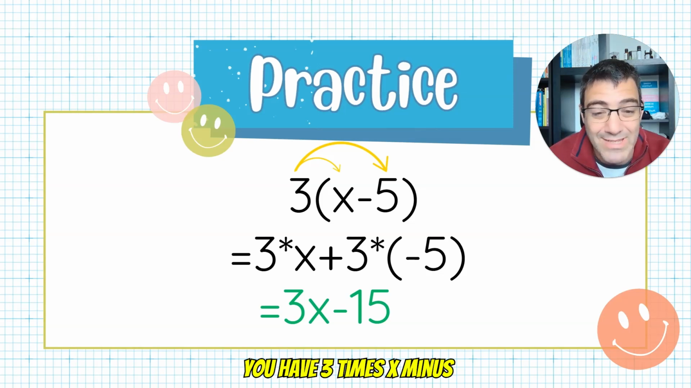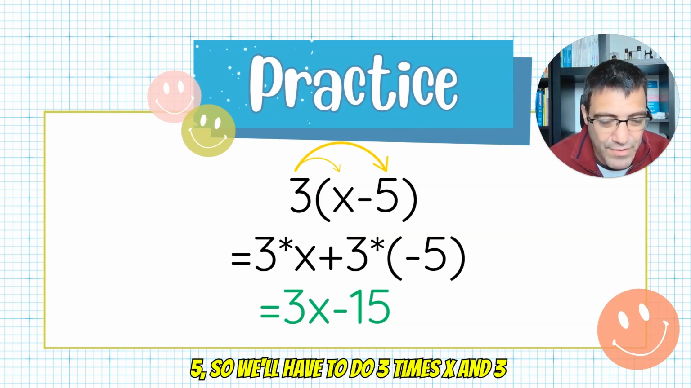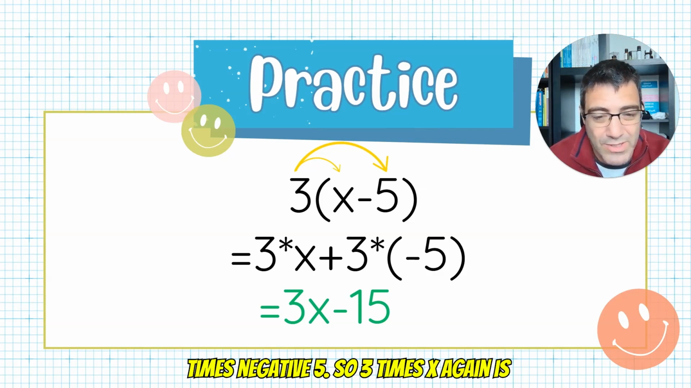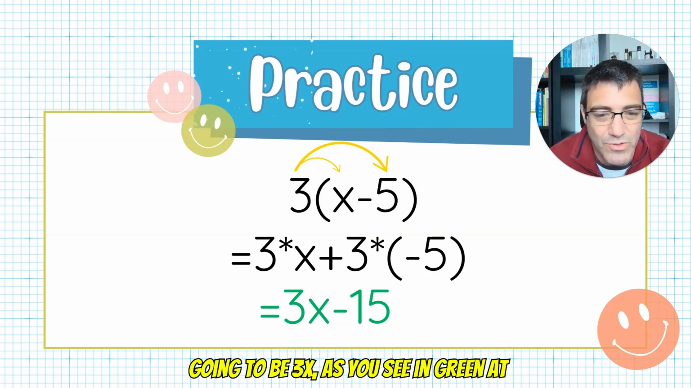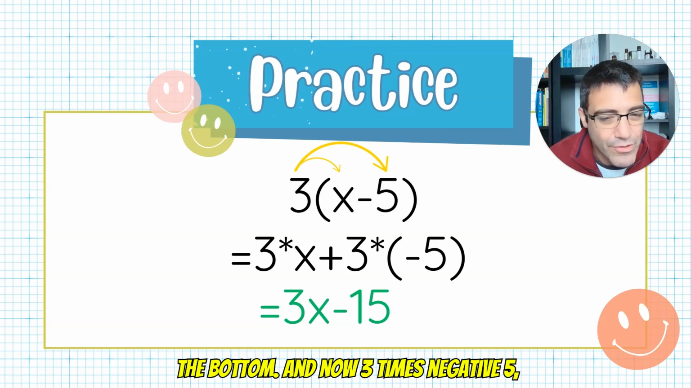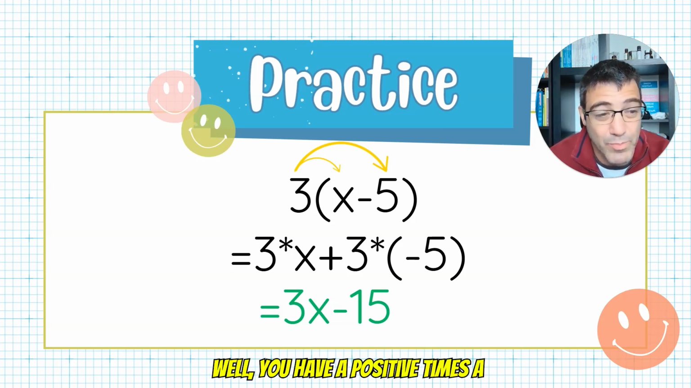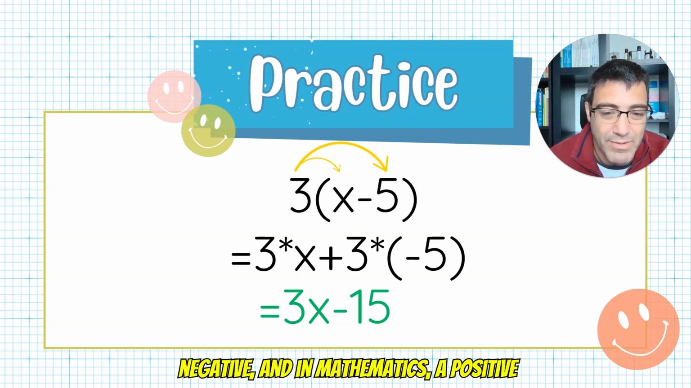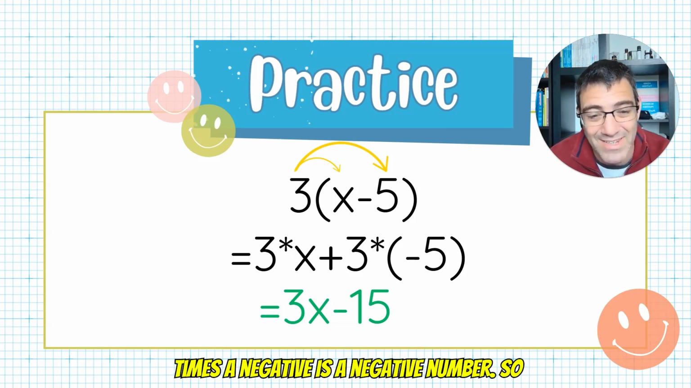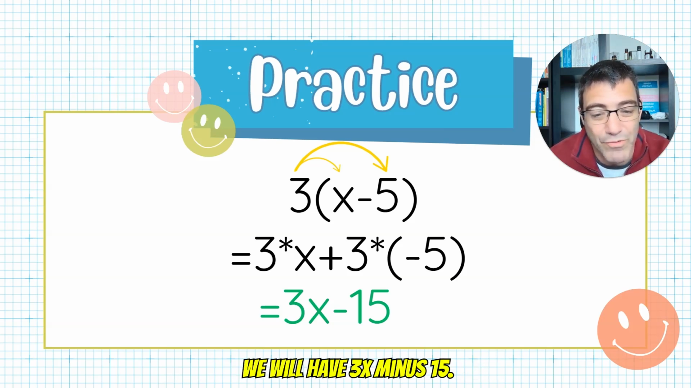Imagine that you have 3 times x minus 5. So we'll have to do 3 times x and 3 times negative 5. So 3 times x again is going to be 3x, as you see in green at the bottom. And now 3 times negative 5, well, you have a positive times a negative. And in mathematics, a positive times a negative is a negative number. So we will have 3x minus 15.